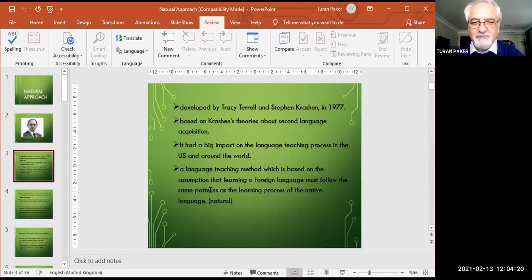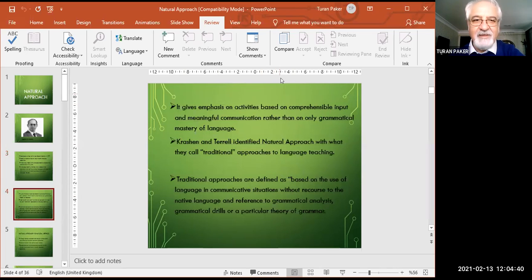and it is a language teaching method which is based on the assumption that learning a foreign language must follow the same patterns as the learning process of the native language. In fact, the direct method in the 1840s or 50s had the same idea, but since he's a linguist, he came up with theories rather than just assumptions. It gives emphasis to activities based on comprehensible input and meaningful communication rather than only grammatical mastery of language. It's a pity that in a lot of classrooms in the world, grammatical mastery of language is still favored rather than meaningful communication. That's the same in Turkey.